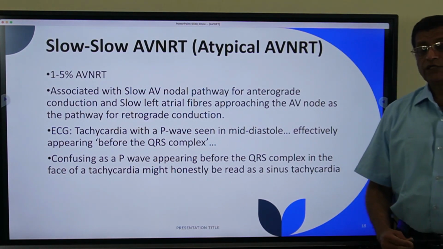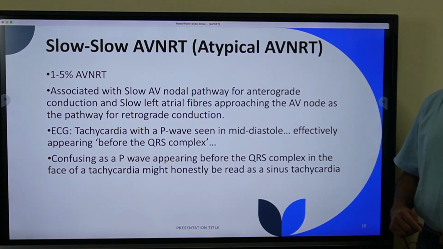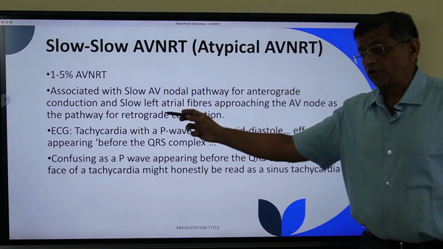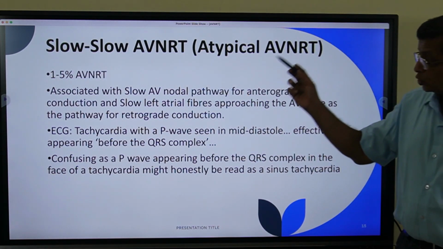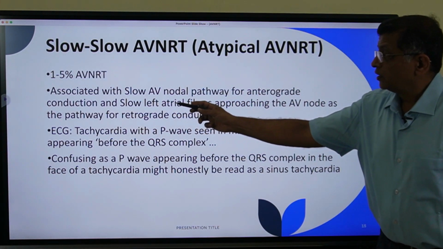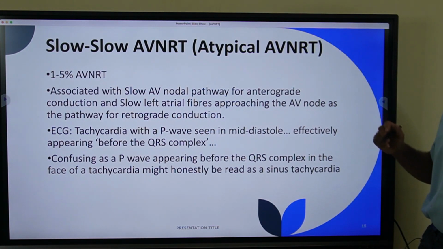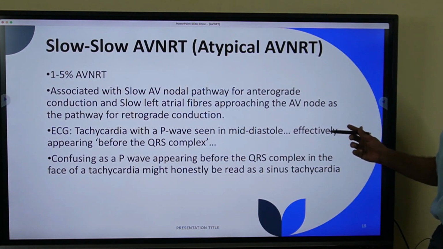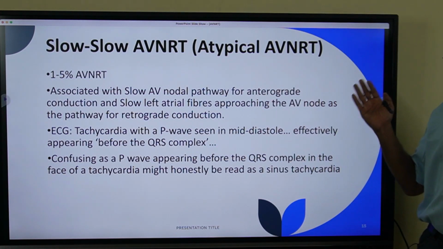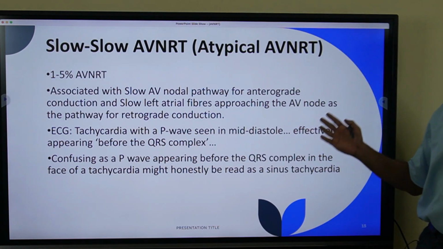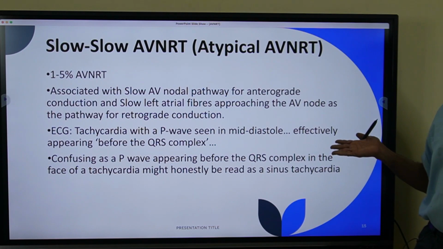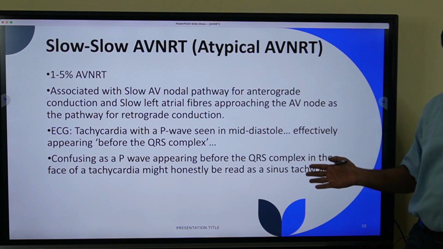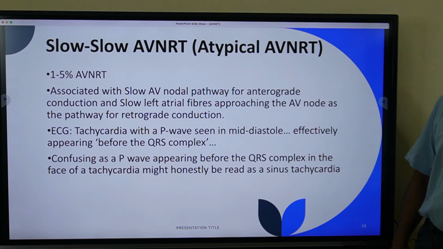Now the least common is slow AVNRT. Here the antegrade conduction is through the slow fibers and the retrograde conduction is also through perinodal slow left atrial fibers approaching the AV node. So what happens? Tachycardia with a P wave seen in the mid diastole. Effectively, the P wave comes before the following QRS complex, so it just looks like a sinus tachycardia. So it is difficult to distinguish from sinus tachycardia.